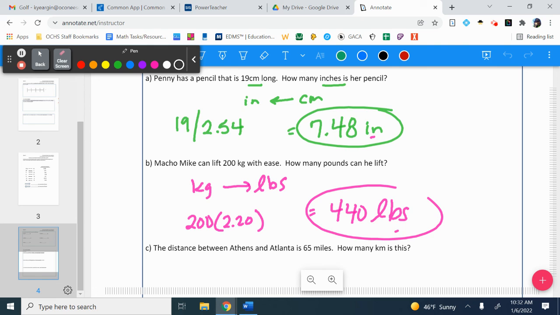For the last one, the distance between Athens and Atlanta is 65 miles. We want to turn that into kilometers. Miles is on the left side of our chart, and we're moving to the right side for kilometers, which means we multiply. So we have 65 times 1.61, which tells me that Athens and Atlanta are 104.65 kilometers apart.